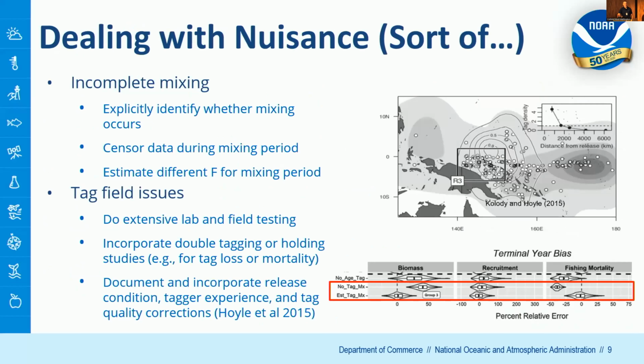So, how can we deal with some of these nuisance parameters that I talked about? The big one, again, is incomplete mixing. And I don't think any of these have a solution per se. I think there's ways to handle them generally. Whether it's a perfect way and if it reduces the bias completely, I think is still debatable. But I think you can start addressing some of these issues.